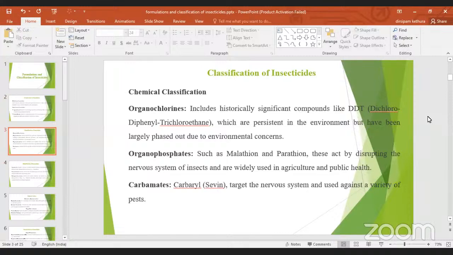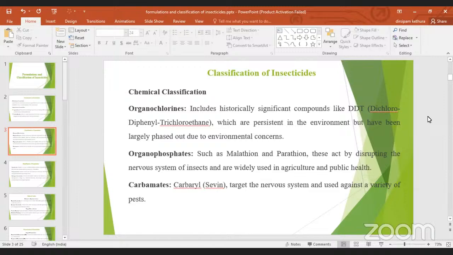Okay, and coming to the first one, organochlorines. Examples of the organochlorines are DDT, that is dichloro-diphenyl trichloroethane, which is persistent in the environment but has been largely phased out due to environmental concerns. We are going to talk about these things in detail when we enter into botanicals and conventional insecticides. There is a separate unit for organochlorines, organophosphorus insecticides, carbamate insecticides, and botanical insecticides.